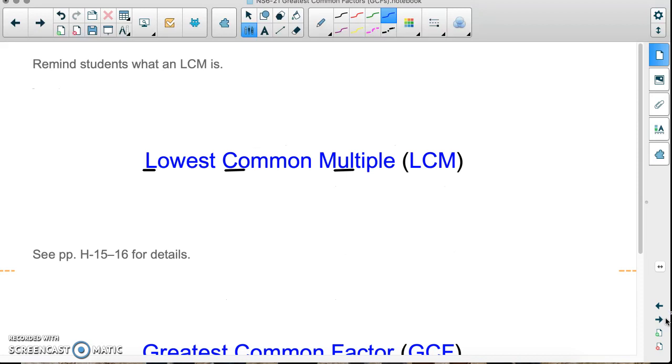So let's just take a quick break to think about and remember what lowest common multiple is. The lowest common multiple is the smallest number that is a multiple of both numbers, or the smallest number that is a multiple common to both. So that was the very first lesson we did in this unit. So we can say that as lowest common multiple, we write it as LCM.